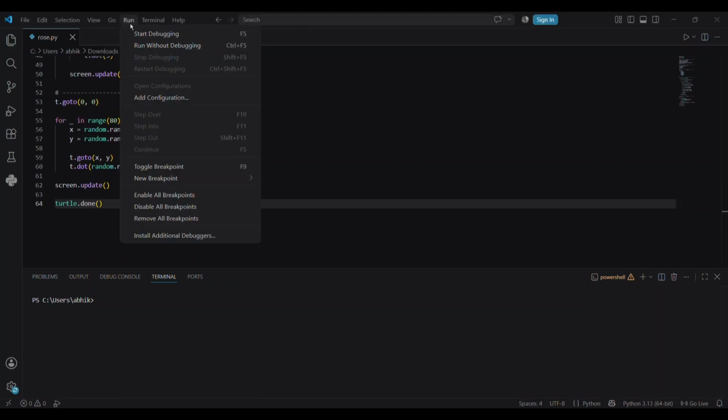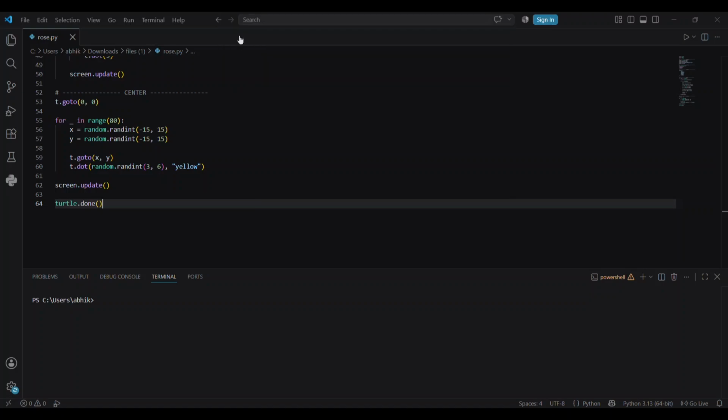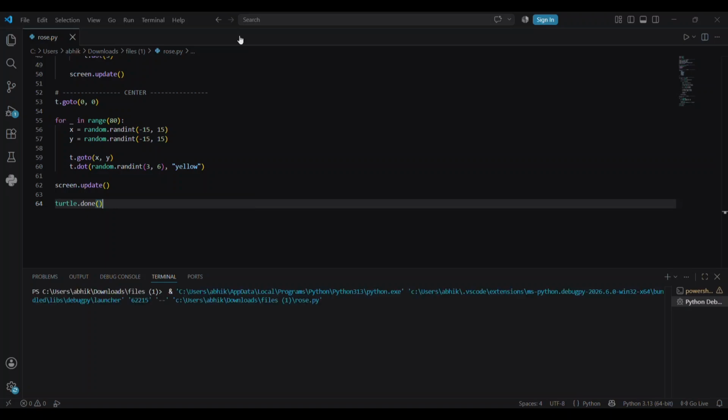If you want to try this yourself, the full code is linked below. Try swapping that 5 for a 7 or a 3 and see how the petal count changes completely.